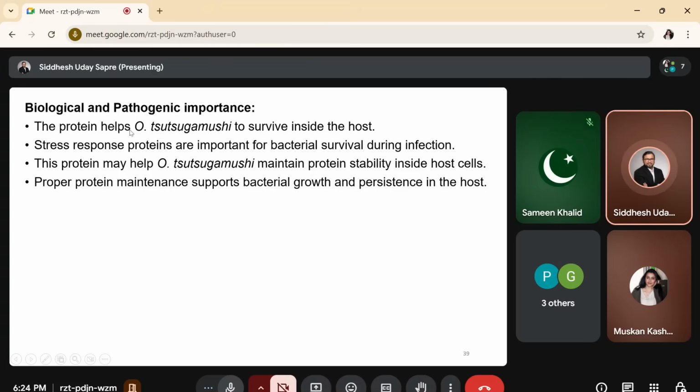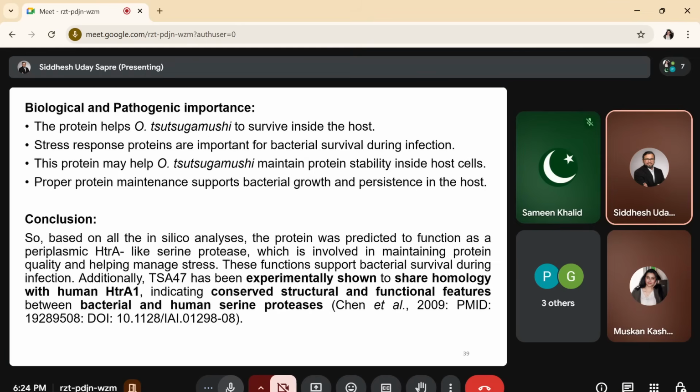which is humans. Stress response proteins are important for its survival during infection, and the protein helps to maintain the stability, as we saw in the earlier slide. Proper protein maintenance supports bacterial growth and its persistence in the host.